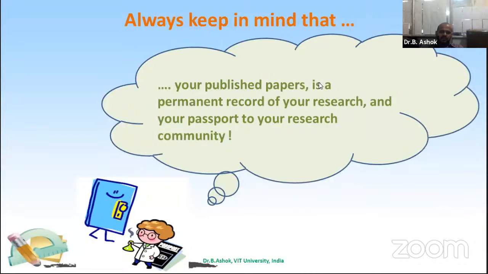So always keep in mind that once your paper is published, it's a permanent record of your research, and it is a passport to your research community. So this is very, very important.